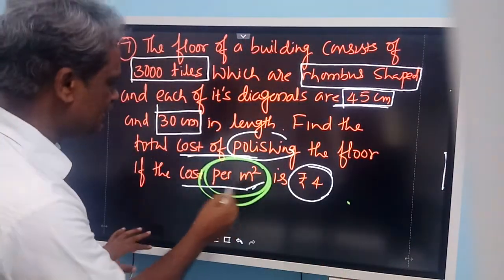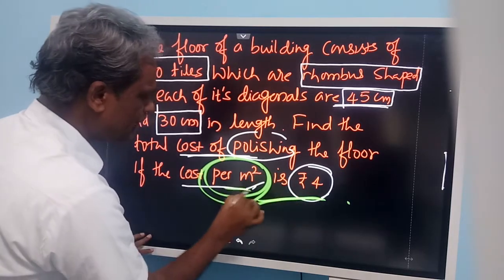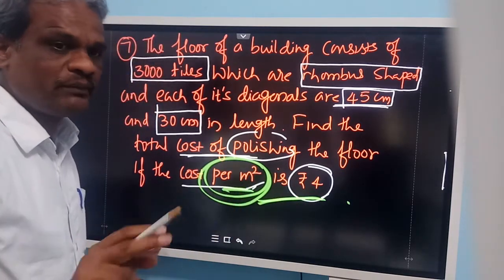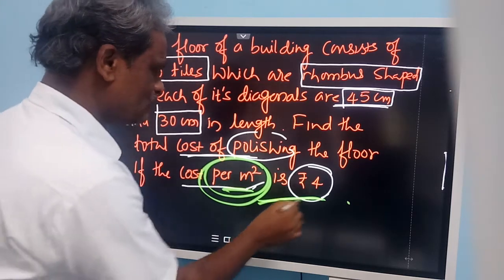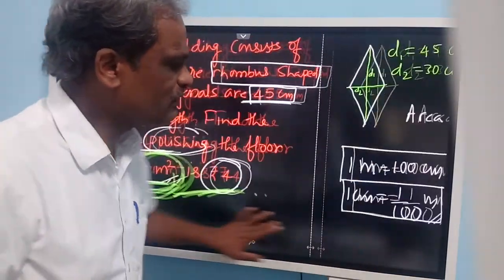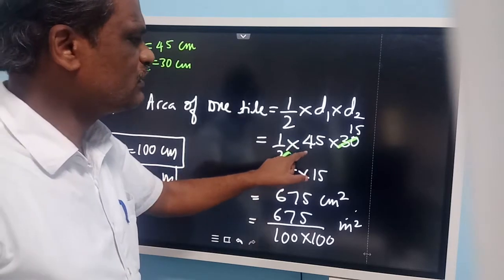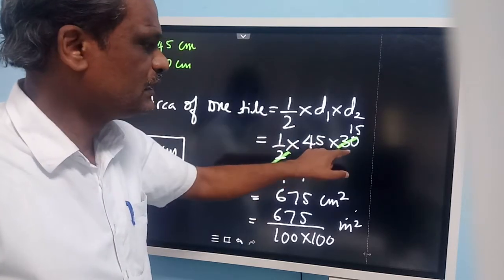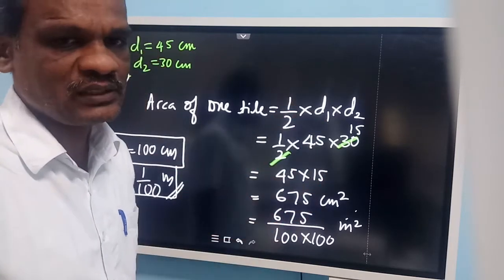Look at this. After finding the area, the cost of polishing is rupees 4 per meter square. So your answer should be in meter square. If you do it in centimeter square, you will not get the correct answer. So you have to find the answer in meter square. Otherwise, before here itself you can convert: 45 you can write as 0.45 or 30 as 0.30. So afterwards you will directly get this in the answer.